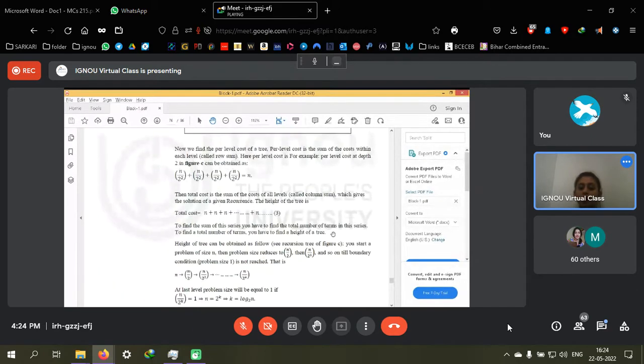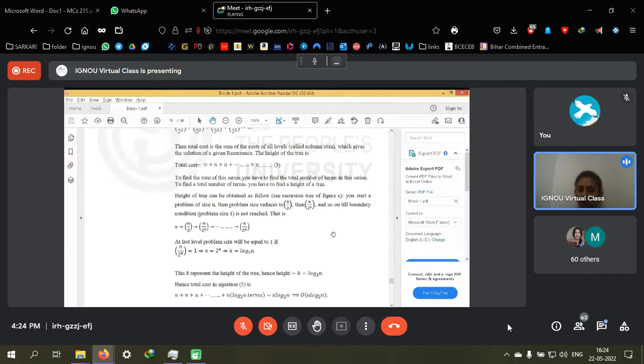Right? Now, I have a question for all of you. What would be the value of a binary search tree height?